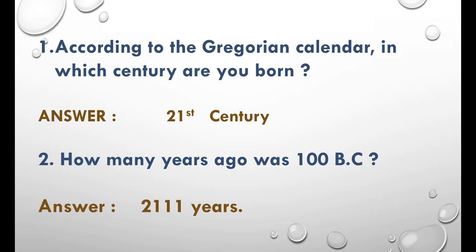And now, let's see the correct answers. Please repeat after me. According to the Gregorian calendar, in which century were you born? Answer: the 21st century or 2011. Number 2. How many years ago was 100 BC? Answer: it has 2,111 years.